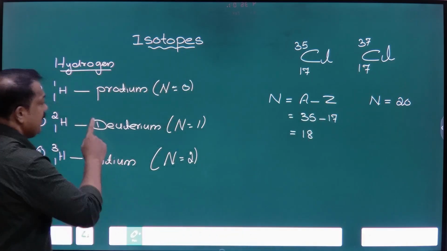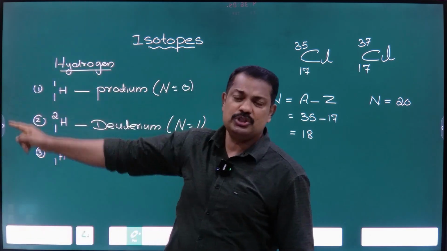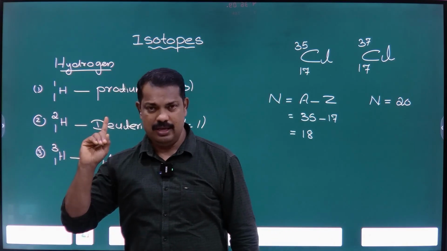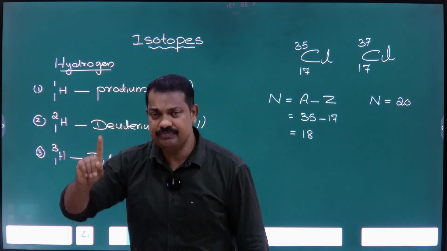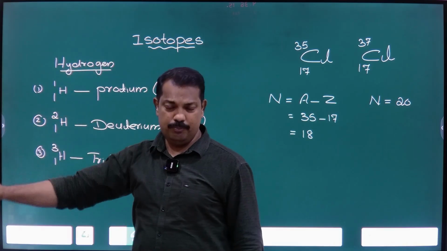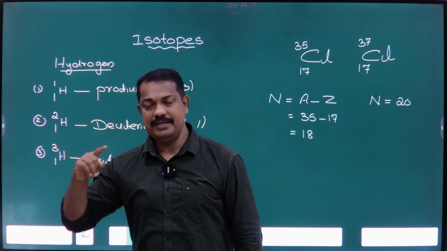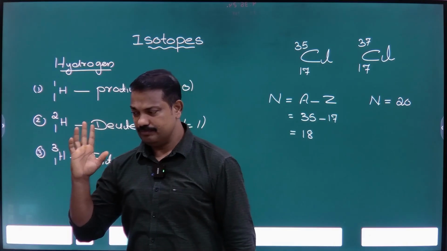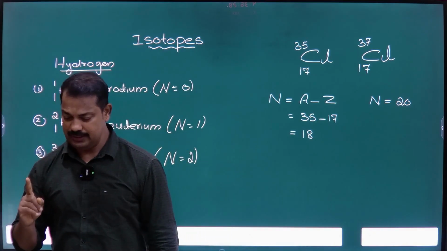In the case of hydrogen, the number of electrons present in the outermost shell of protium is equal to 1. The number of electrons in the outermost shell of the second isotope of hydrogen, deuterium, is also equal to 1. And for tritium, the number of electrons in the outermost shell is 1. So, next question, a very important question.